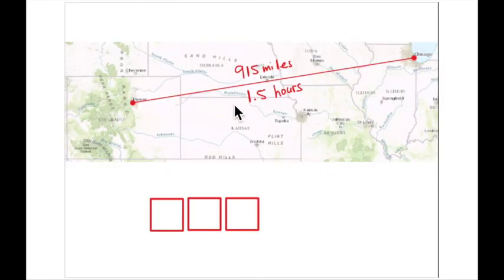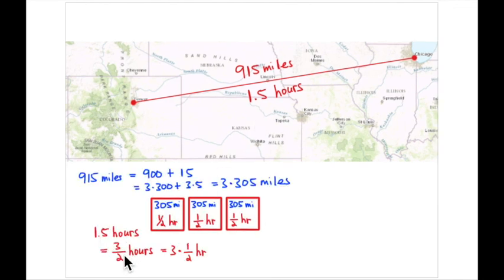All right, so it's 915 miles. It takes 1.5 hours. So I think about dividing both of these values up into 3 equal parts. So 1.5 hours, that's 3/2. So 1/2, 1/2, and 1/2. So 3 times 1/2. And 915 miles, again, they choose this number on purpose. You can divide 915 easily by 3. So 900 divided by 3 is 300. So it's 300, 300, 300, and 15 divided by 3 is 5. So it's 305 miles, 305 miles, and 305 miles.